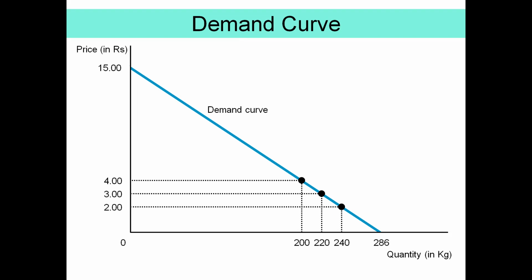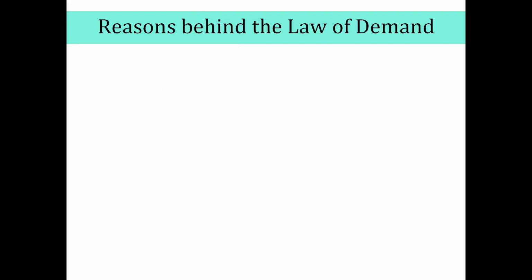Now, what are the reasons behind the law of demand? That is, why is the demand curve a downward sloping curve, or why is there an inverse relationship between price of a commodity and quantity demanded of it? Basically, there are 3 reasons behind the law of demand. First, the law of diminishing marginal utility. The law of diminishing marginal utility states that as the consumer consumes more and more quantity of a commodity, the utility derived from every additional unit of the commodity, that is the marginal utility, goes on decreasing.